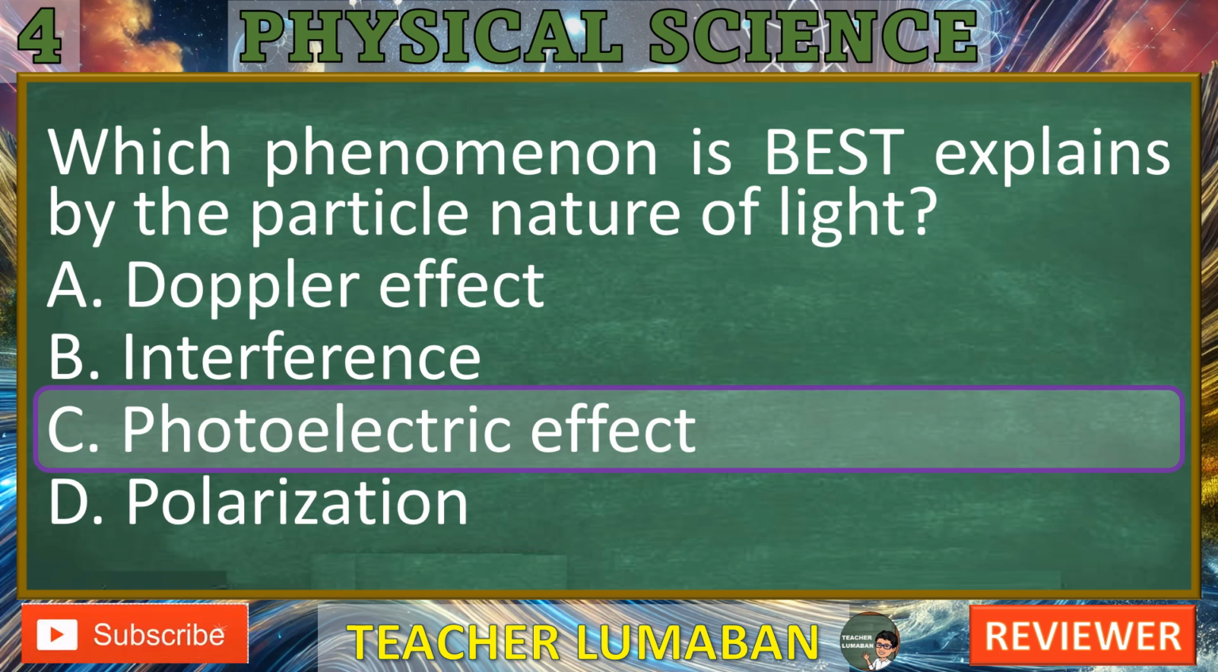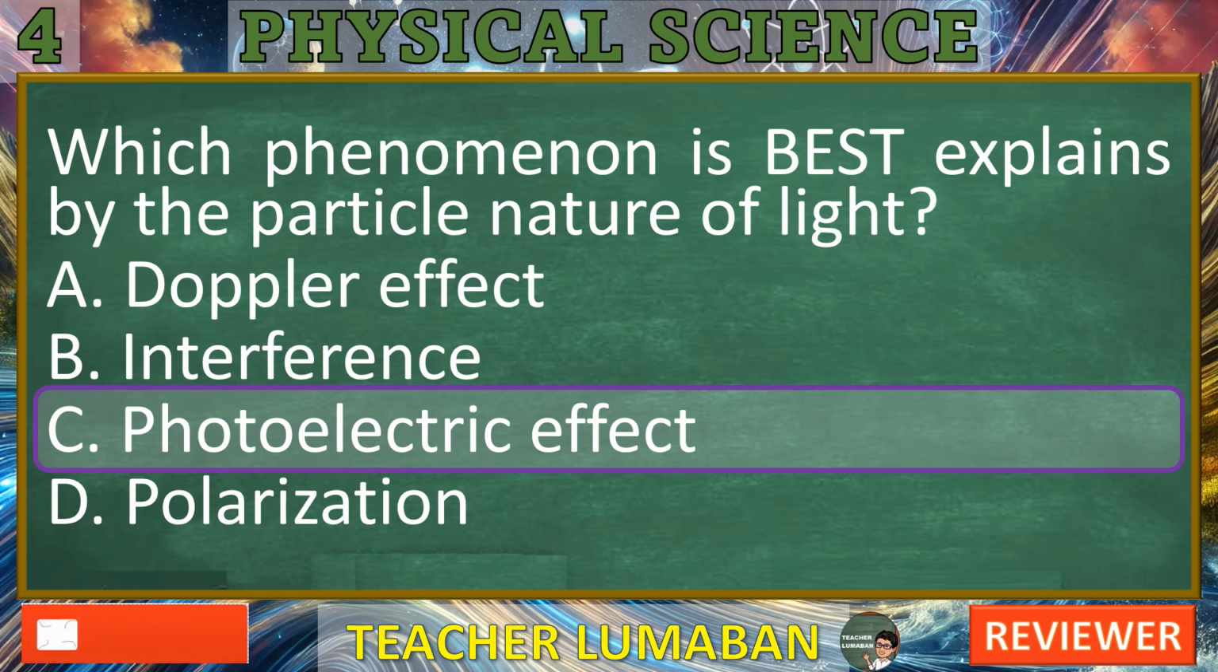C. Photoelectric effect. The photoelectric effect, which involves the emission of electrons from a metal surface when light shines on it, is best explained by the particle nature of light. According to this effect, light consists of particles called photons, and when photons strike the surface, they transfer energy to electrons, causing their ejection from the material. This discovery by Albert Einstein provided key evidence for the particle nature of light and led to the development of quantum theory.